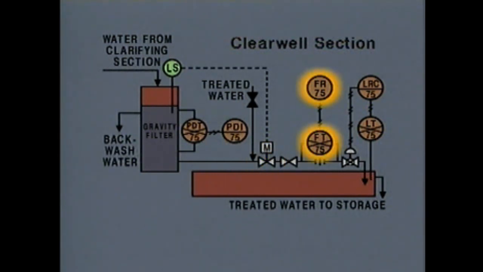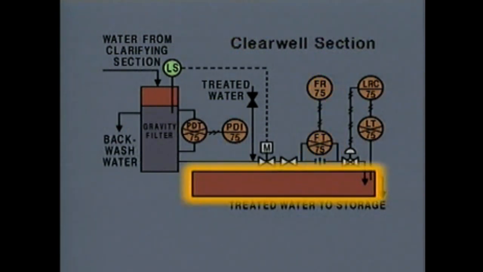These symbols represent the components of an instrument system that records the flow of water to the clear well section. The clear well holds the treated water until it's sent to storage. Level in the clear well basin is sensed by this level transmitter.